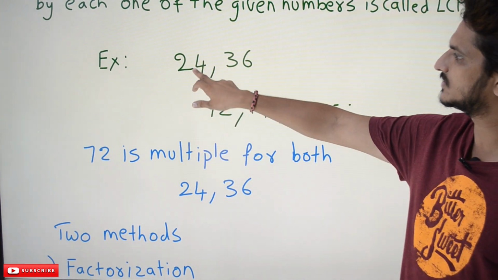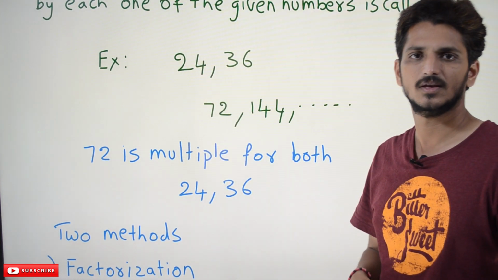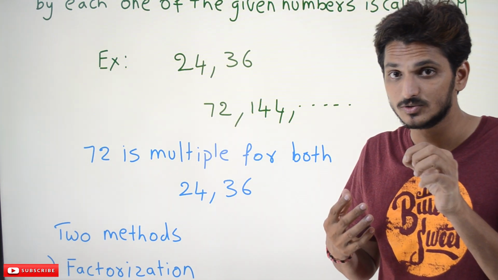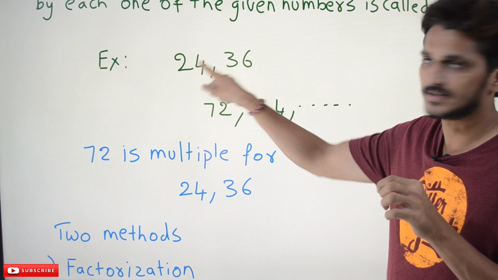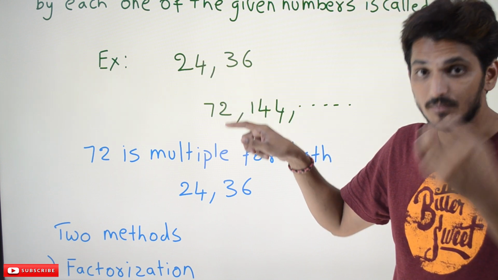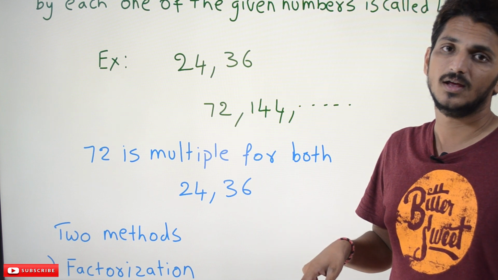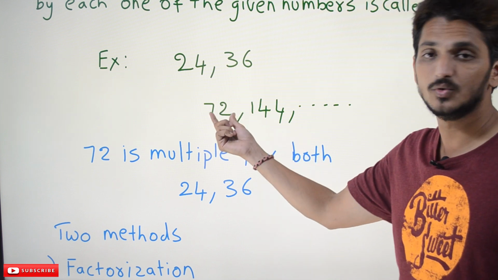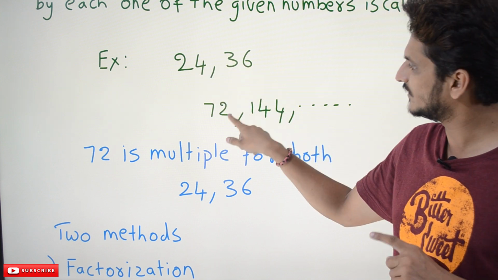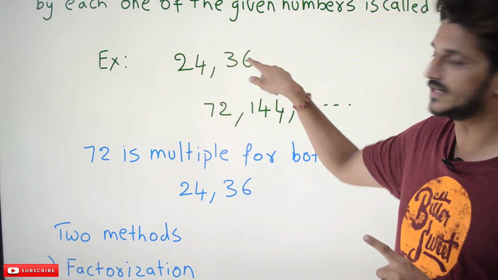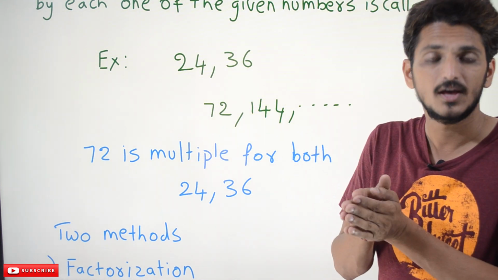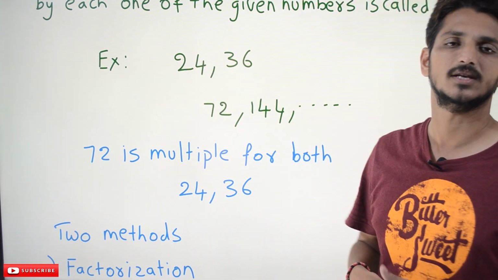Let's take two numbers, 24 and 36. We need to identify a number that is exactly divisible by all these numbers. That type of number, you have to identify. So here 72 is a number that is divisible by 24. 72 is a number that is divisible by 36. So 72 is the least common multiple of numbers 24 and 36.